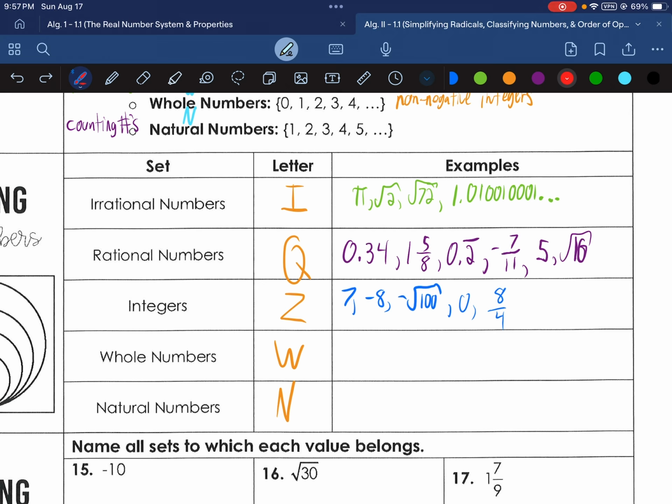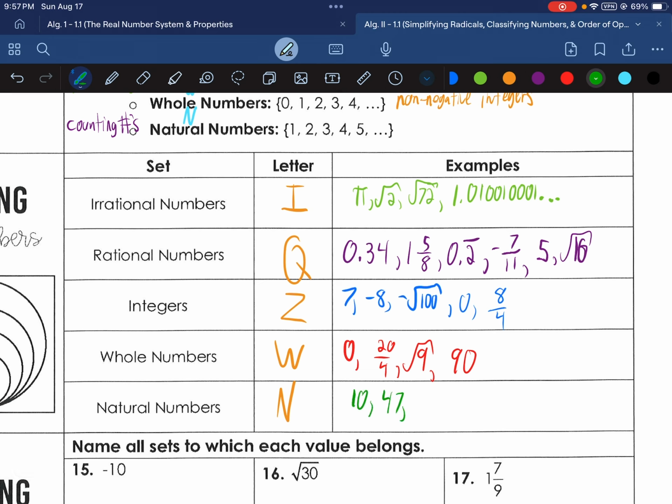Next, for whole numbers, once again, those are the non-negative integers, so 0. You could do 20/4, which is secretly just 5. You could do the square root of 9, which is secretly 3, or you could just do 90. Not secretly anything else, it's just 90. And last but not least, for these groups, we have natural numbers. Natural numbers, once again, are those counting numbers, just the positive integers, so no longer including 0 from the previous group of whole numbers. So 10 could be an example. 47 is another example. The square root of 4, which is just 2. Or 34/2, which is just 17.